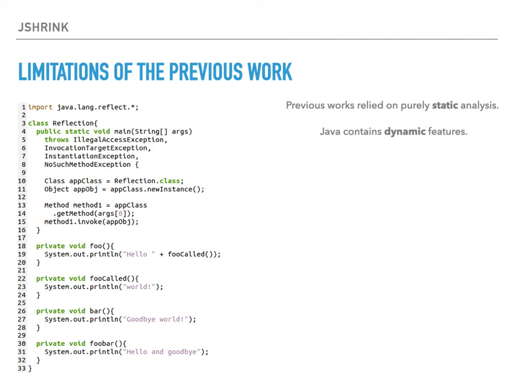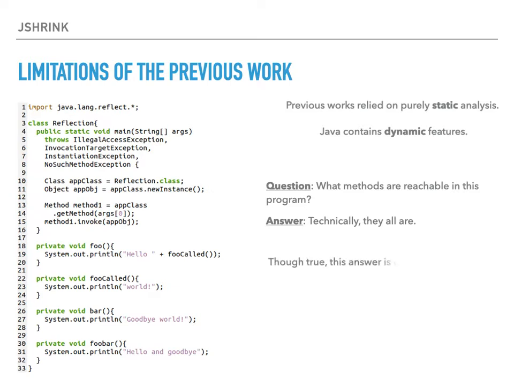Please take time to pause the video and fully understand this program. The key lines of interest are 13, 14, and 15, where an argument is taken to invoke a method using the Java reflection API. This argument is specified at the command line level when executing the program. Here's a question. What methods are reachable in this program? What we mean by reachable is what methods can ultimately be executed when running this program. I think you can all say that technically they're all reachable. And when it comes to debloating, this answer is true, but unhelpful.